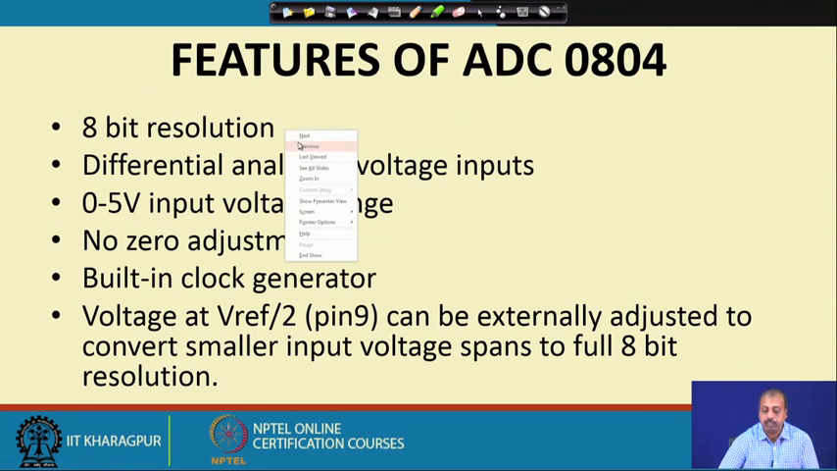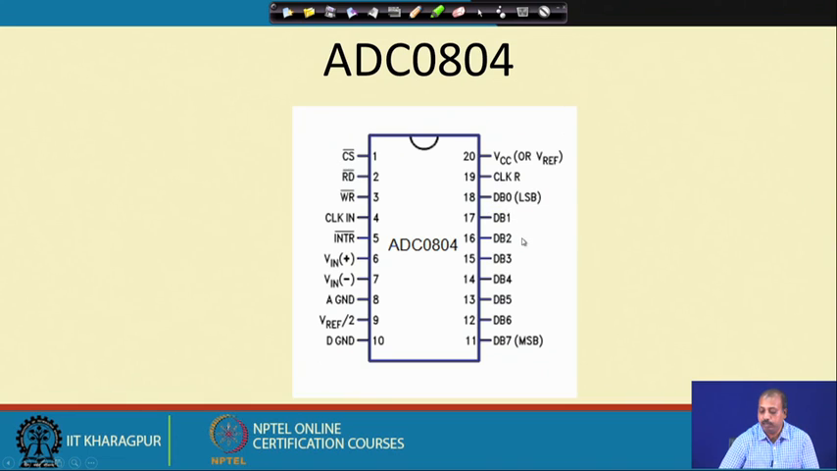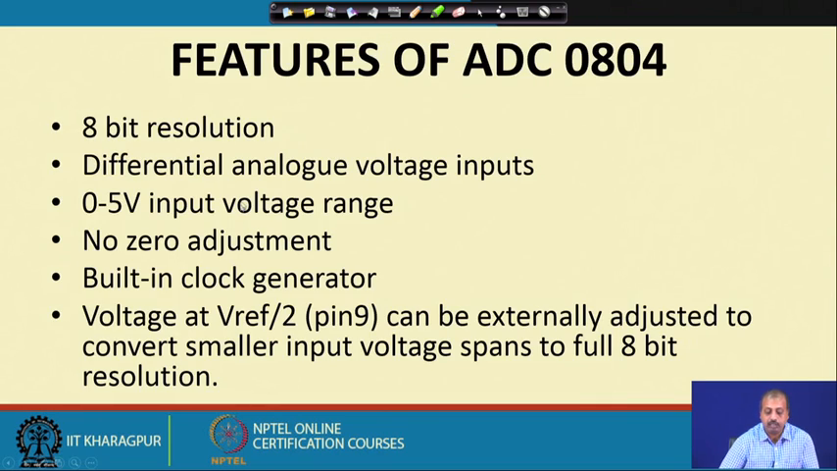If you look into this diagram, you see that it has got DB0 to DB6 and DB7. So, this is the ADC output. It is producing an 8-bit output, so n equal to 8. That is why it is said to have an 8-bit resolution. So, we have this 8-bit resolution and differential analog input voltage inputs.